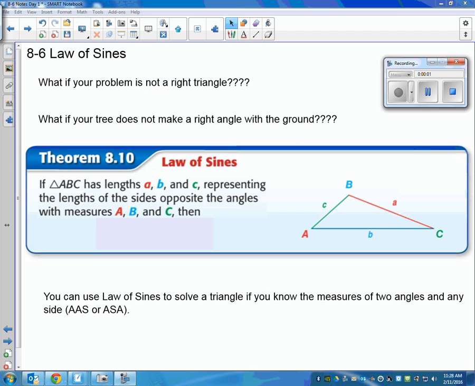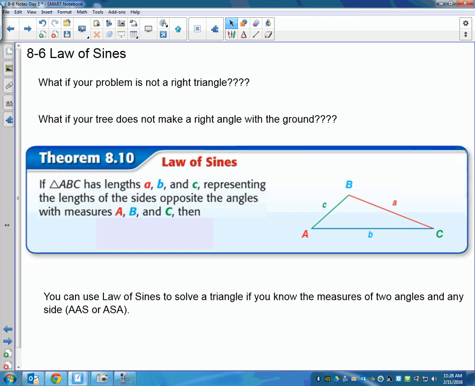Talk about a tree: how tall is the tree on the ground, how tall is the building? SOHCAHTOA only works for everything that's in right angles. You can only do that for right angles. But if you're looking at everything like this, none of it looks like a tree out there that doesn't make a right angle to the ground.